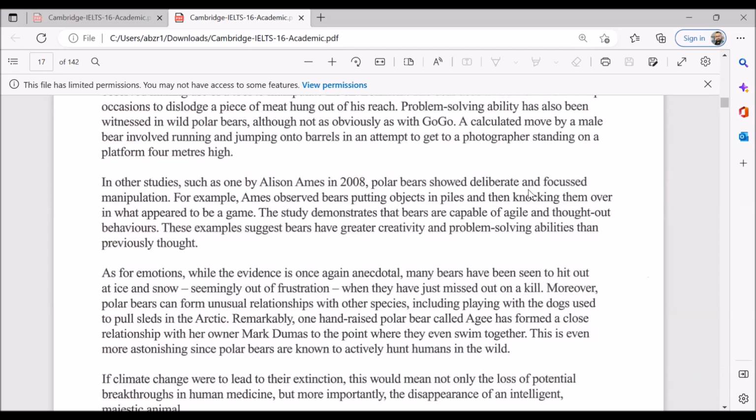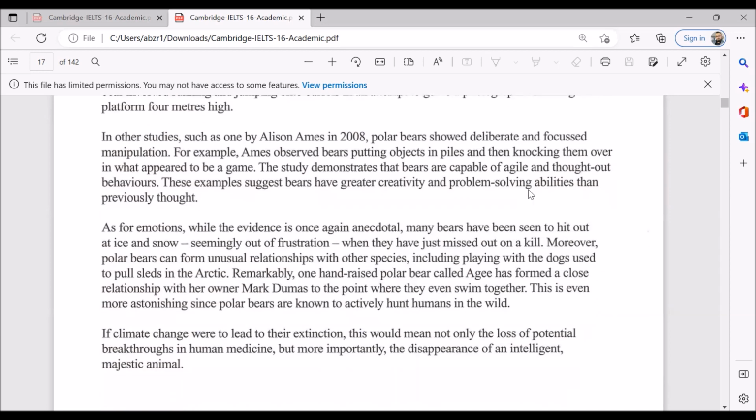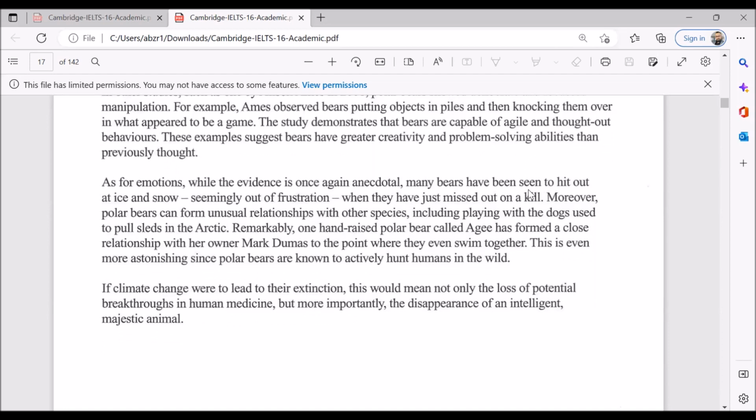As for emotions, while the evidence is once again anecdotal, many bears have been seen to hit out at ice and snow, seemingly out of frustration. Frustration is an emotion when they have just missed out on a kill. That's the answer. Frustration, I believe, when they have just missed out on a kill. When they miss a kill, of course, it's a frustrating situation.